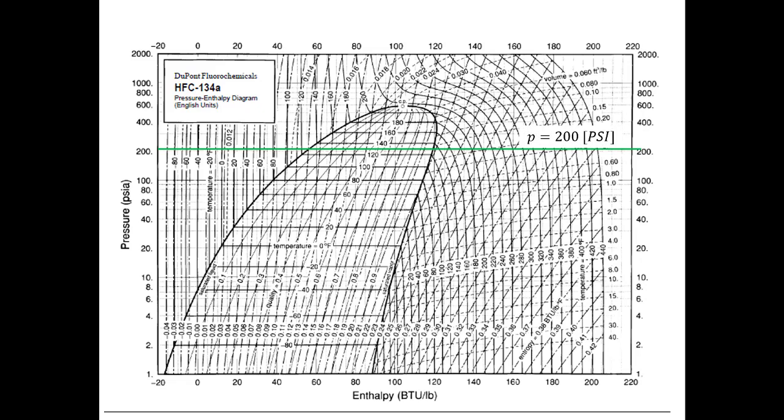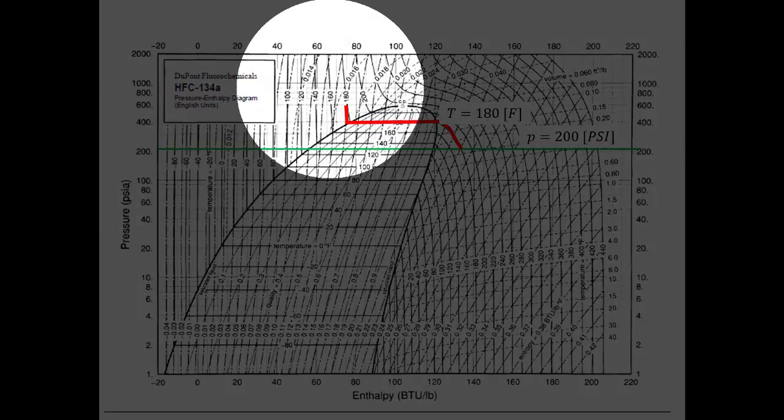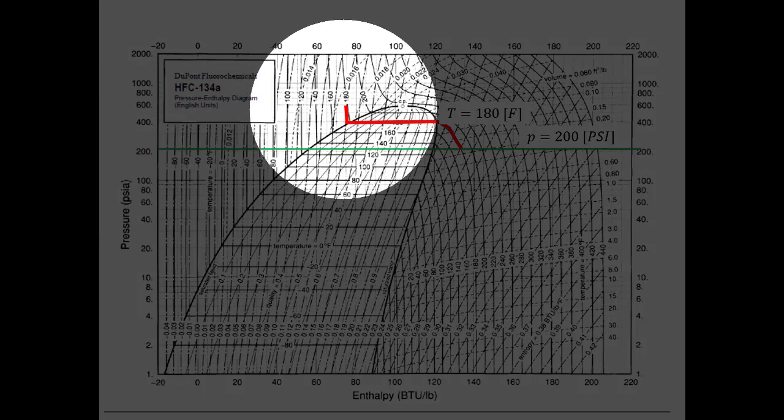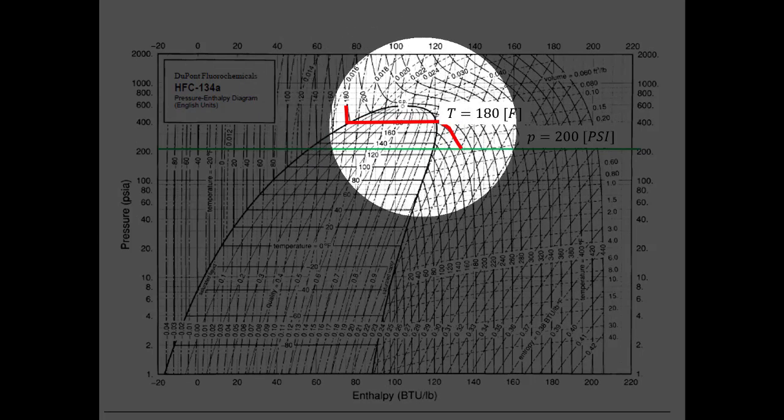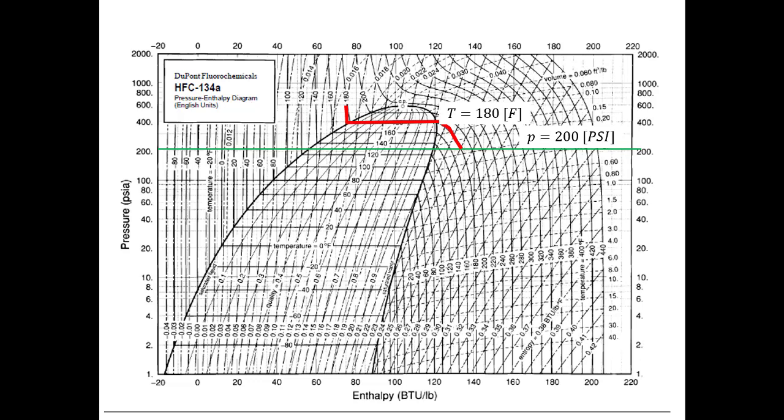So here, I'm looking at 200 psi. I know that this is the high pressure in my system, or the pressure across my condenser. I'm also told that at the inlet to my condenser, which is the outlet of my compressor, I have a temperature of 180 degrees Fahrenheit. So what I did was I found this 180 degree Fahrenheit line. I drew this here, and I look for the place where these two lines intersect. Because here, temperature and pressure are independent intensive properties, so where they meet is where I put my state point. So I know where state point 2 is.